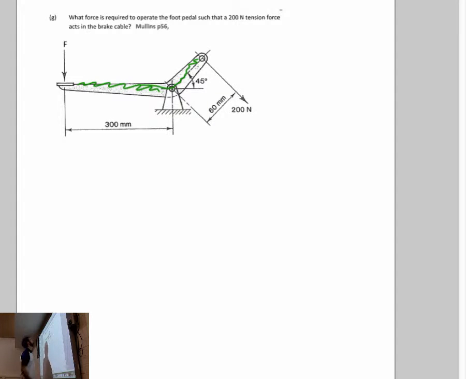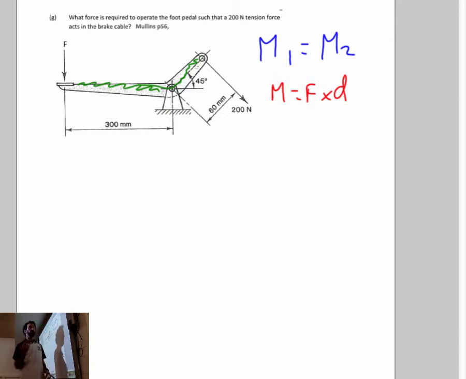In this case, we know from previous experience, and you should know from class as well, moment 1 is always going to equal moment 2. So we need to know moment equals force times perpendicular distance. If the length given is not perpendicular to the force, we need to know what that perpendicular distance is.